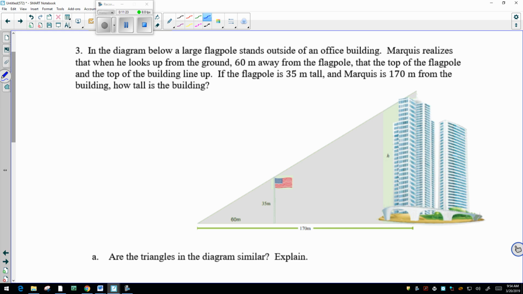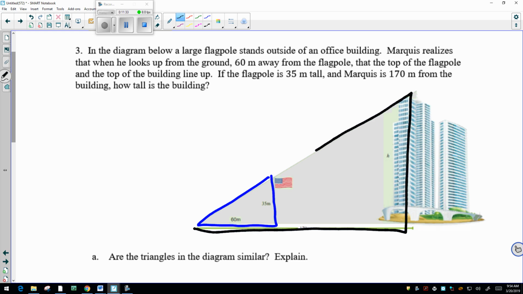So the goal of this problem is to realize that we have a small little triangle and then you have a bigger triangle going all the way to the building, all the way up to the height, all the way over back to where he's situated on the ground. So again, they're saying make some proportions. Could you give me a proportion that we could use?